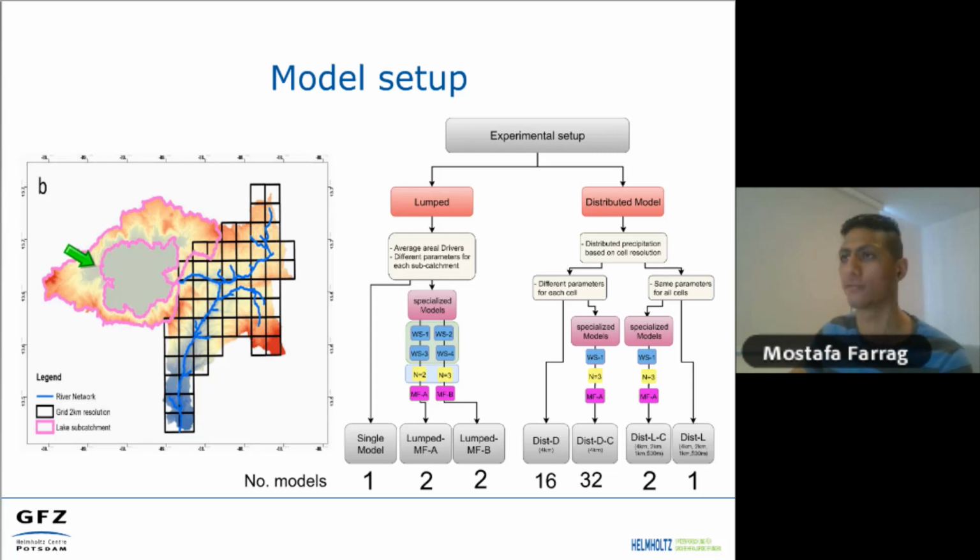Here, as you see, we have the lake, which is simulated as one model, and the part of the catchment. We were trying to explore how much the resolution of the representation is going to affect the performance. So first we consider this whole area as one model, and then we try to use the distributed model with different resolutions. So we used 4 kilometer, where each cell is 4 kilometer, and 2 kilometer, and 1 kilometer, and 500 meter. And by doing that, we were increasing the number of models.